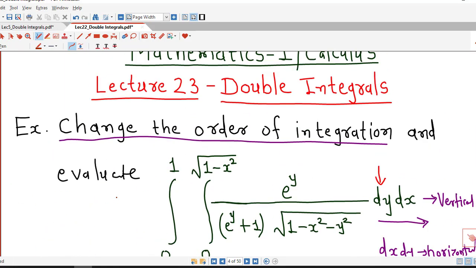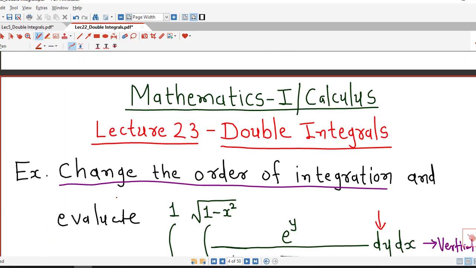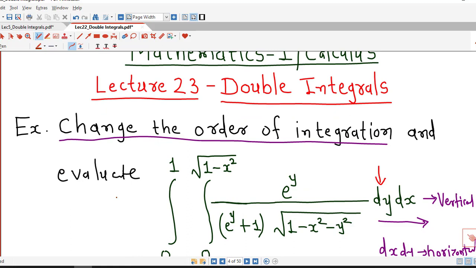So this is all about this session. Here we complete the problems on changing the order of integration. In the next lecture we will do double integrals in polar form. We will see how to evaluate double integrals in terms of polar coordinates. I hope you like this lecture. Thank you very much.